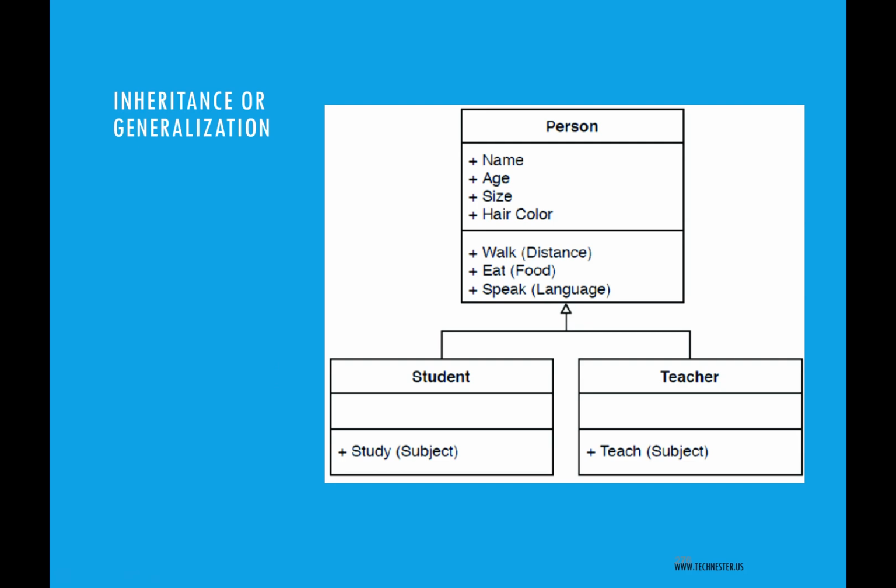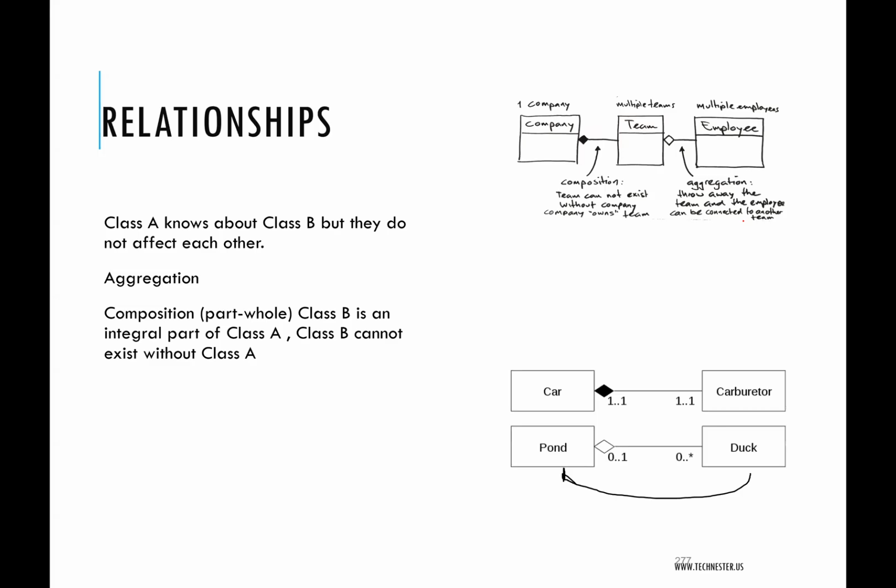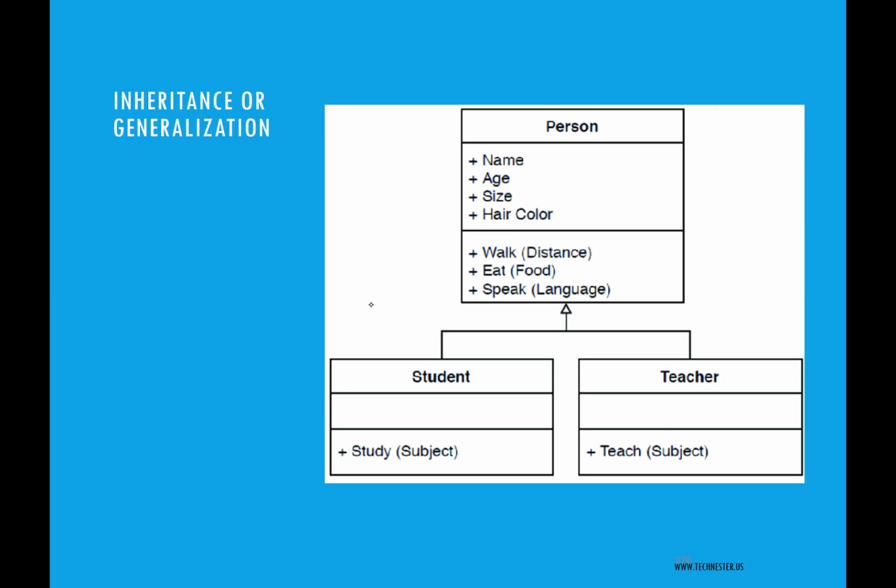I told you that generalization can be used to represent a parent-child relationship, or inheritance, in fact. So if you look at this class diagram, what you have is the class person with properties name, age, size, hair color, and these operations: walk, eat, speak. And you have these two as subclasses or children of the class person.